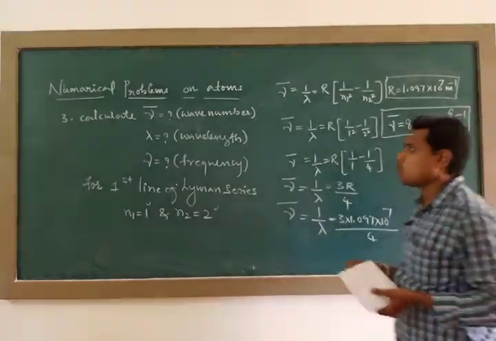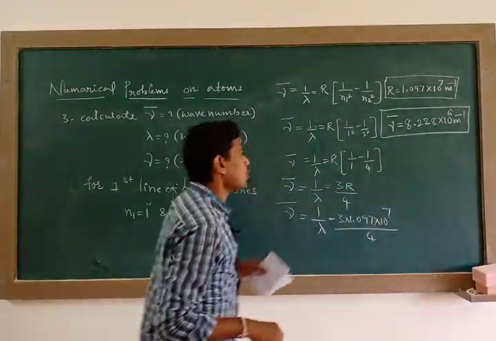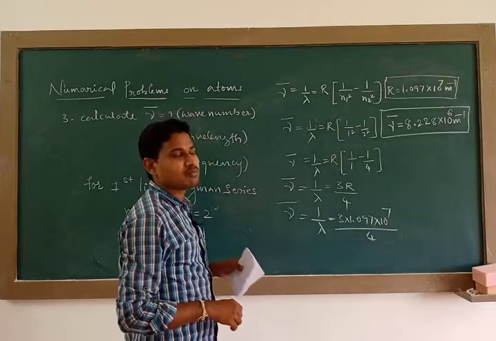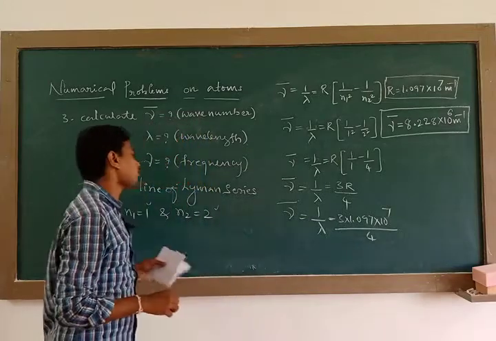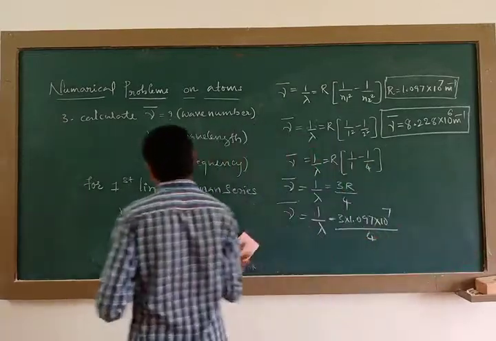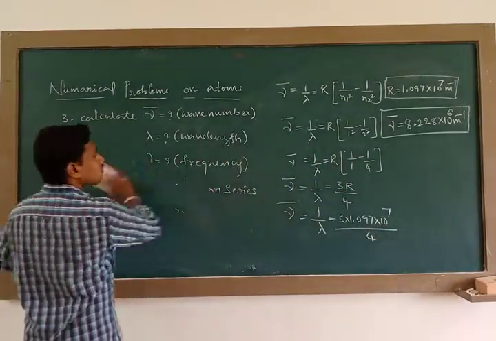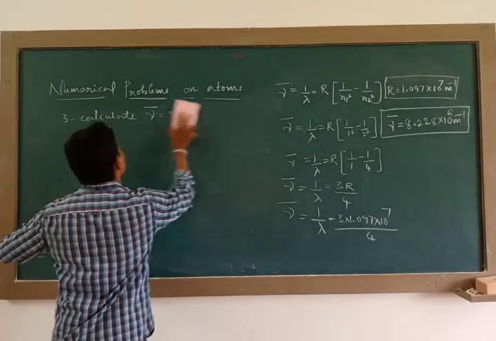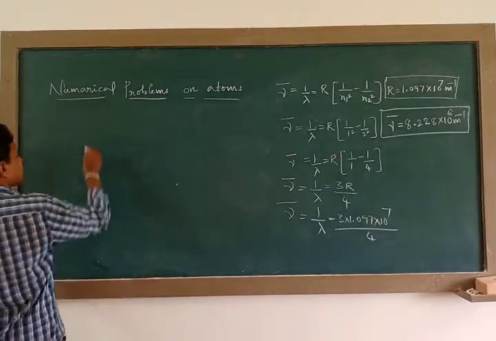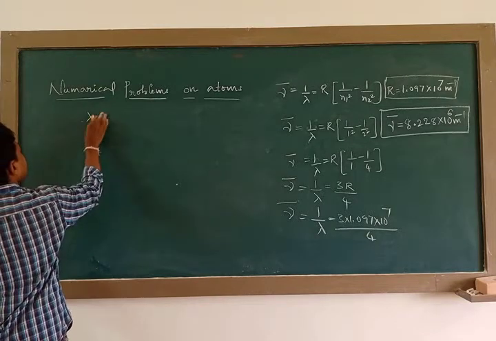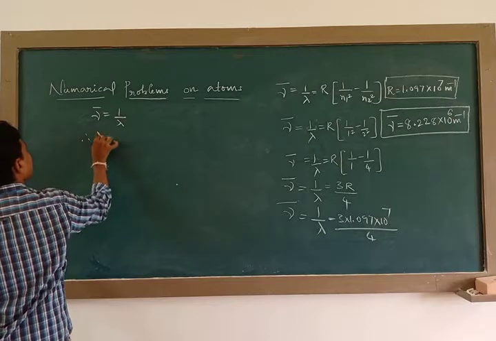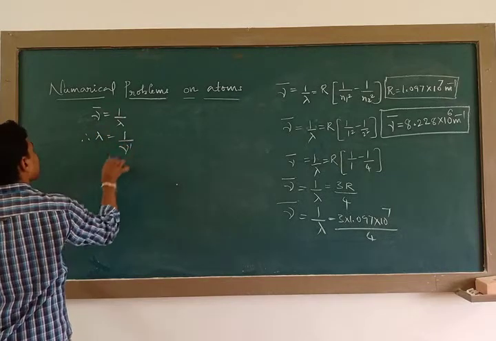This is the wave number. We know that wavelength is the reciprocal of wave number. Wave number is also the reciprocal of wavelength. So with this notation, I can write lambda as 1 by nu bar. First they asked about wave number, we found. Next they are asking about lambda. We know that nu bar is equal to 1 by lambda, therefore lambda must be 1 by nu bar.